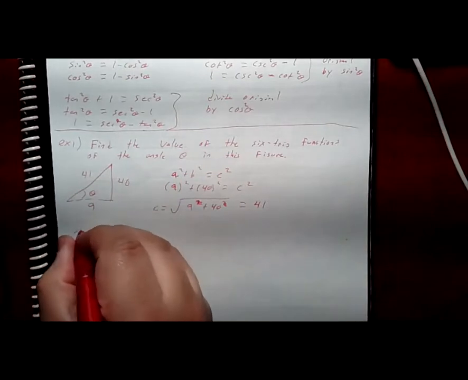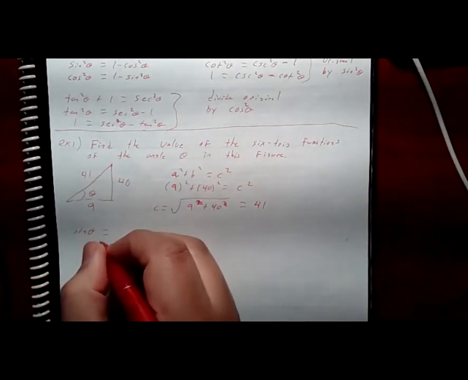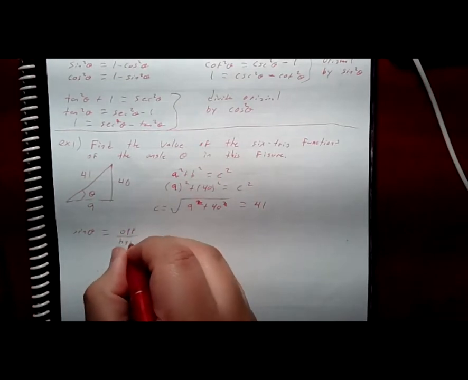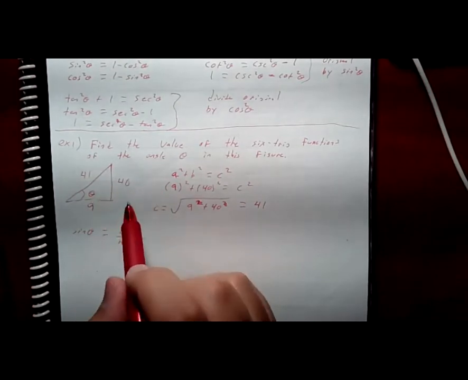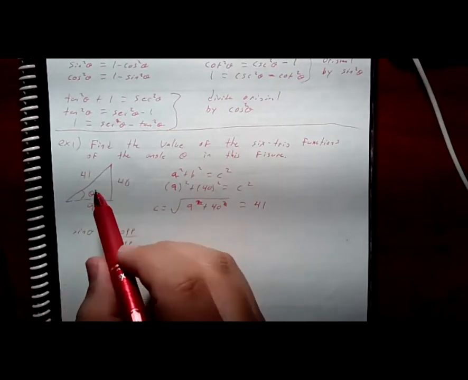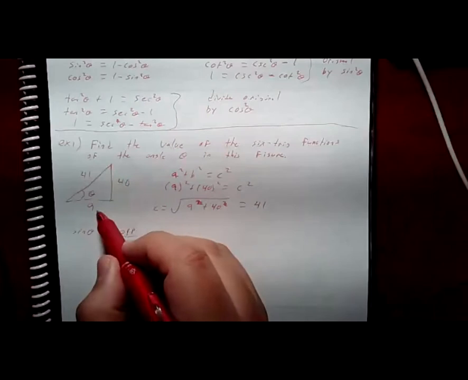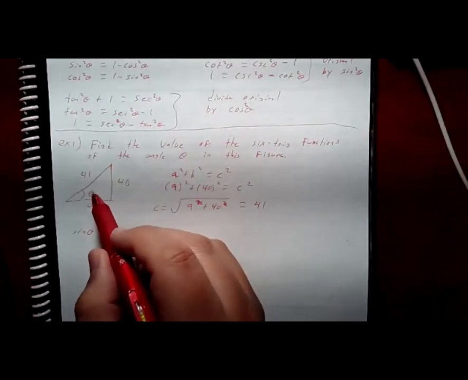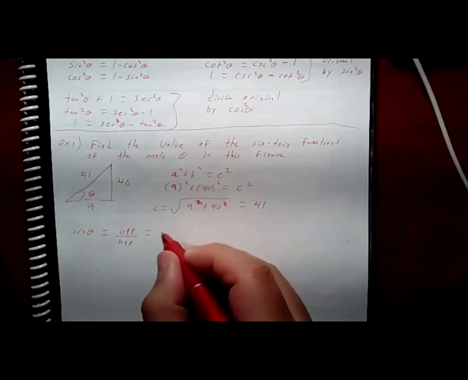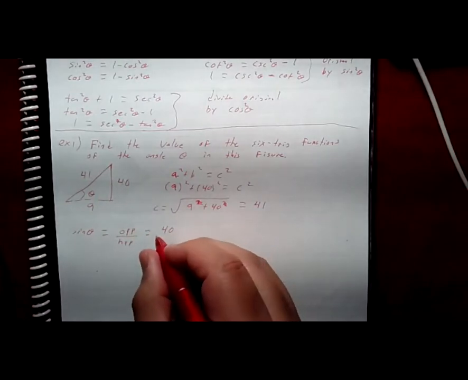Okay, so let's answer the question. It wants us to find sine theta, which is opposite over hypotenuse, and that's right here. So it's always opposite to the theta they're talking about. So if theta is up here, opposite is down here. Theta is right there, so the opposite is 40. The hypotenuse is always the hypotenuse.